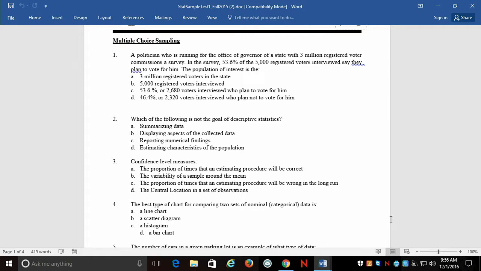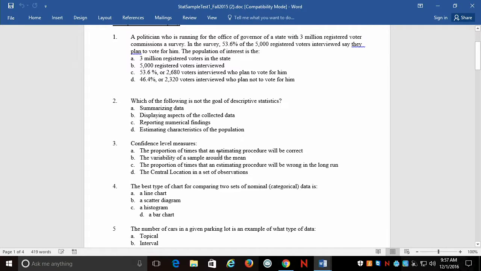This one's good because we can do a couple things with it. What's the population? Jonathan? 3 million. You're right, Jonathan. What would 5,000 be, Jonathan? Sample. And what is 53.6%? Is that a statistic or a parameter? Because it goes with the sample, Jonathan, it is a statistic. Very good. If at the beginning I said, I think 60% of the population is going to vote for him, that 60% would be a parameter. So that's a lot of chapter 1 in a problem, right?